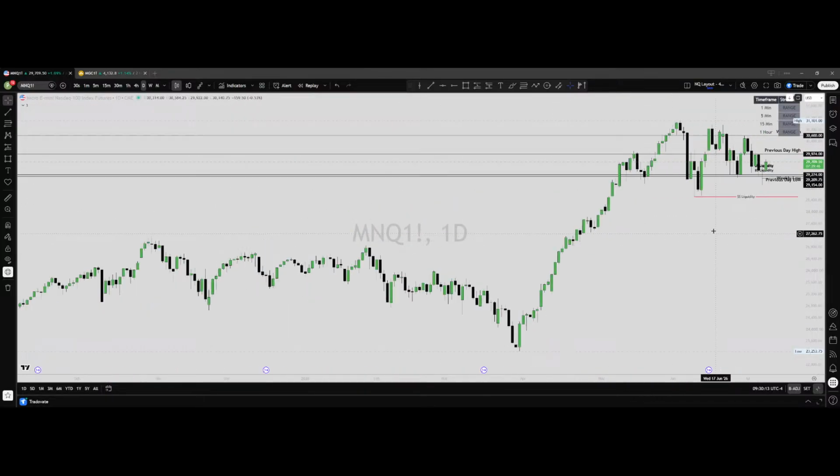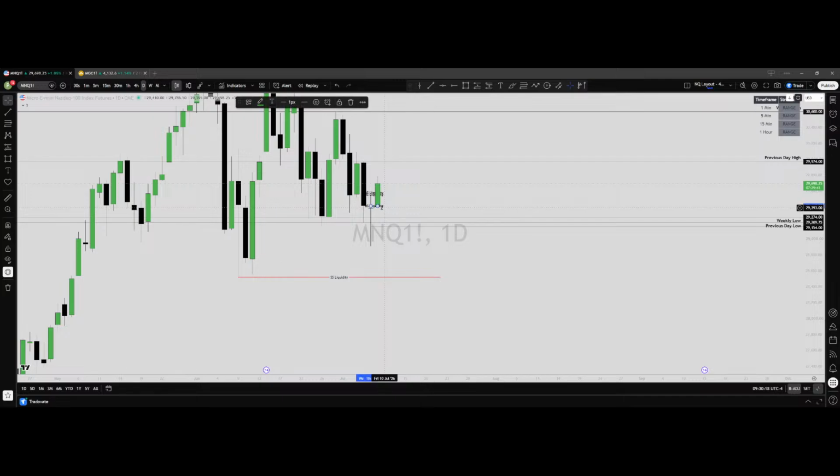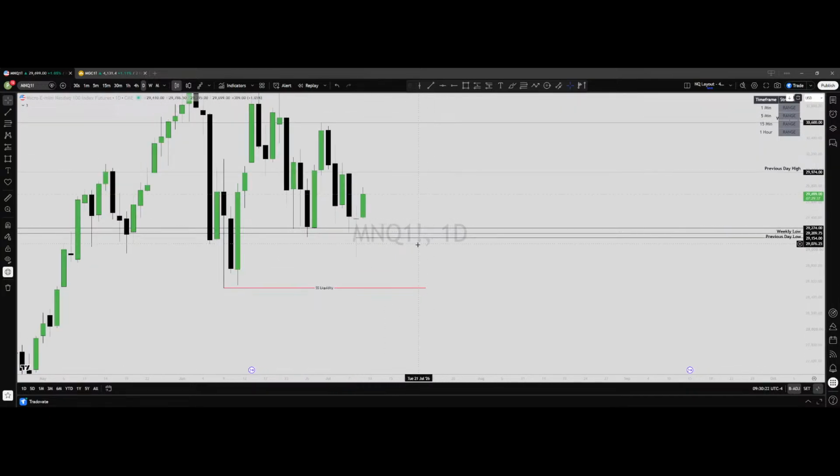Okay, so it's 9:30 already. So without wasting our time, let's start analyzing NQ. Okay, let me just delete some of the prior.